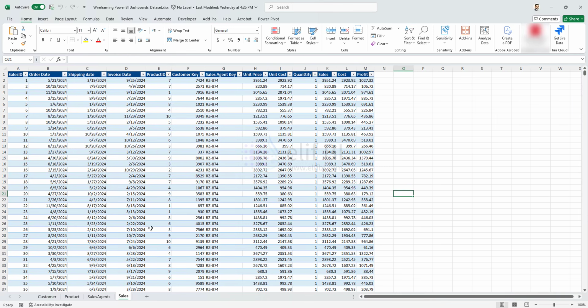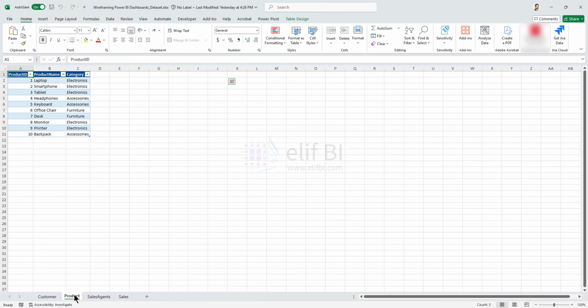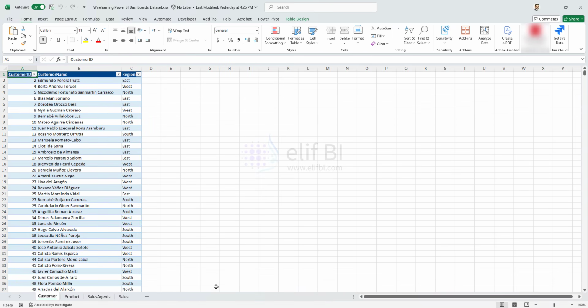So I've got 4 different tables. One is a fact table where I've got the transactions. Then we have a dimension table. It's all about sales agents and their descriptions. Then we've got the product dimension table and the customer dimension table.